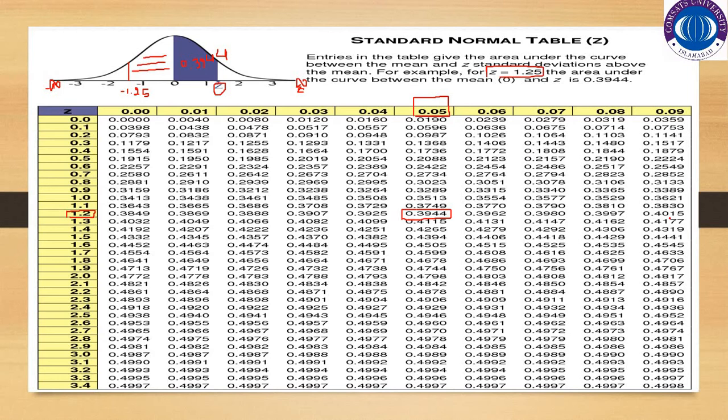If you concentrate on the table, the random variable z just has the positive values: 0.0, 0.1, 2.4, 3.4. So how can you find the value z equal to minus 1.25 from this table? This is the point to ponder, from where we will get the area between these 2 points, as the table does not have the value of the random variable minus 1.25.